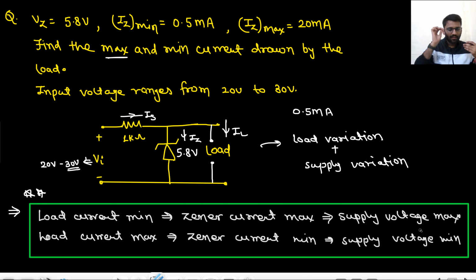I have seen a lot of students messing up Zener diode problems because they don't read these two lines. Only these two lines will help you solve all the problems. That is, minimum load current means maximum Zener current, and maximum Zener current means maximum supply voltage. That's it. So here we will solve it correctly.